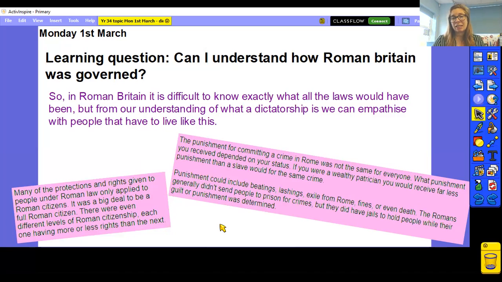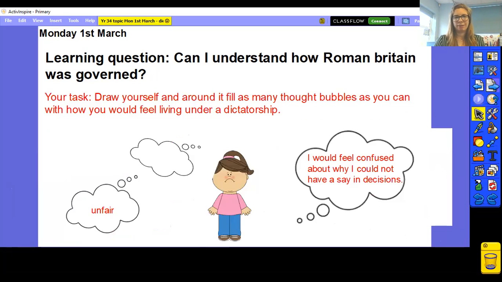And the Romans generally didn't send people to prison for crimes, but they did have jails to hold people while their guilt or punishment was determined. So going to prison didn't happen so much. It would have been one of these other punishments, which actually sound worse, don't they? Being beaten or being sent away from your family and your friends and not allowed to come back. So lots of things there that would happen, especially if you were a poorer or a less important Roman, then life's not looking too great for you, is it?